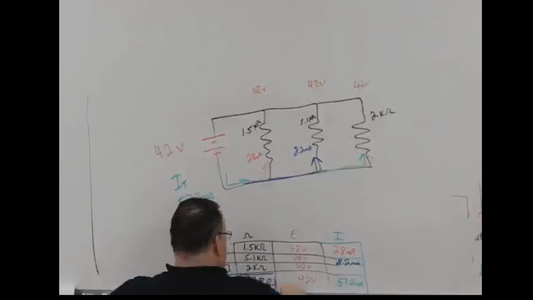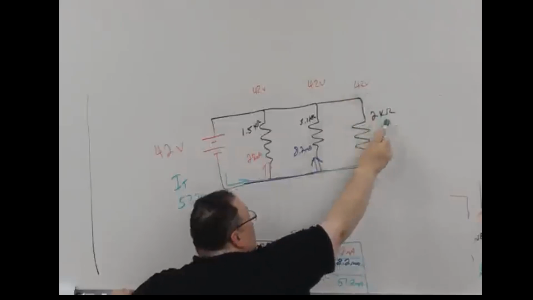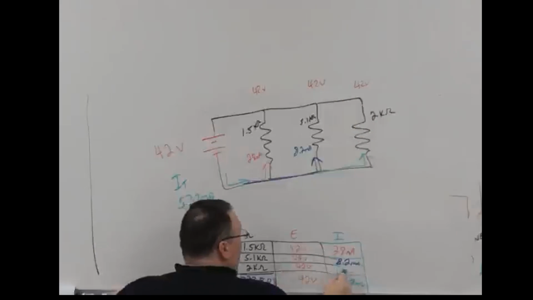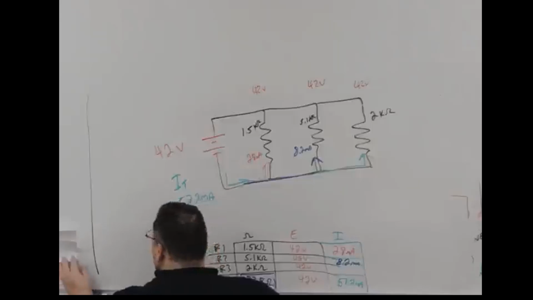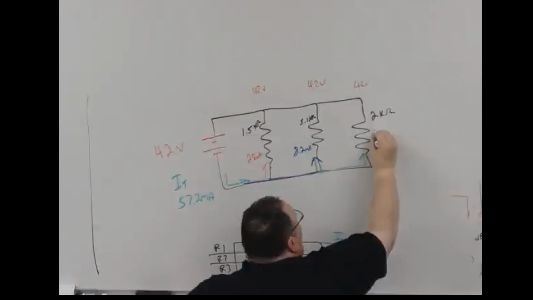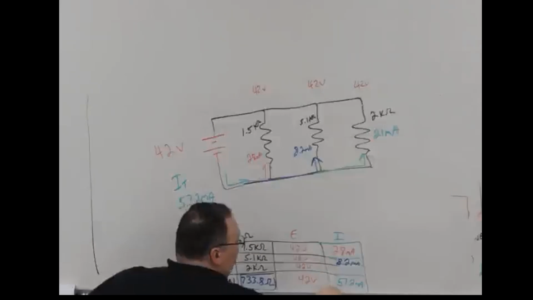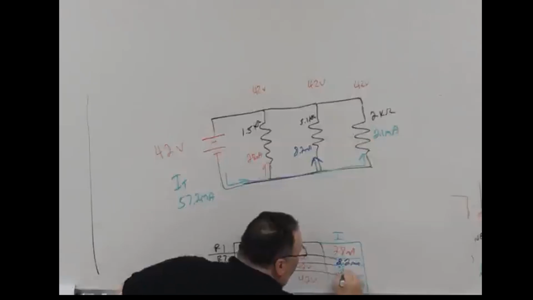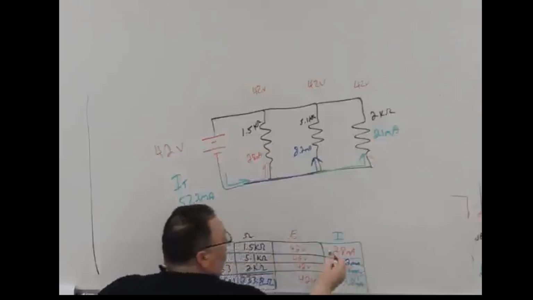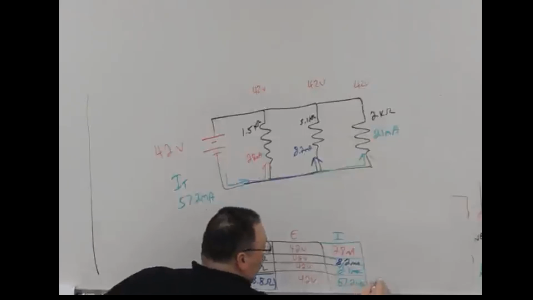And if I have 42 volts and 2 k ohms, how much current do I have in R3? 21 milliamps. These three current values are going to add up to our total. 28, 8.2, 21, 57. Looks good. Our numbers seem to check.